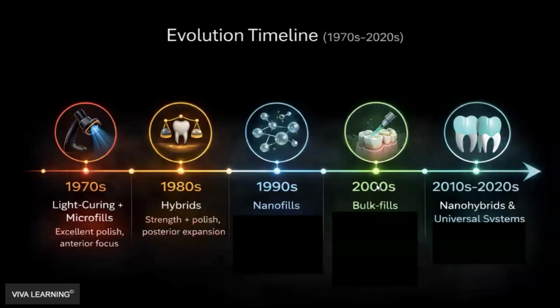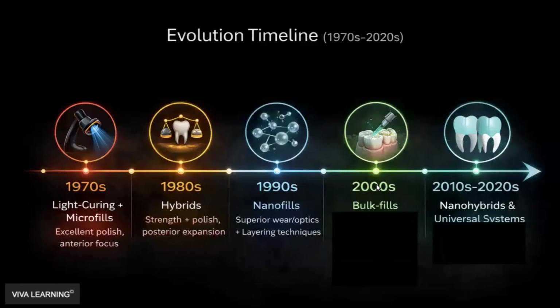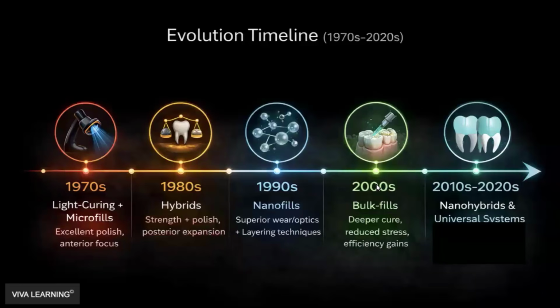the posterior region. The original composites, by the way, were only in the anteriors, because if you put them on the posteriors, they would break. And then the nanofill came into place, followed by the bulk fills that we still use nowadays. I use bulk fills occasionally, depending on the type of restorations that I do. And the nano hybrids and the universal systems, which is what we're going to be talking about today. This came out in the late 2000s, 2010s, and 2020s.